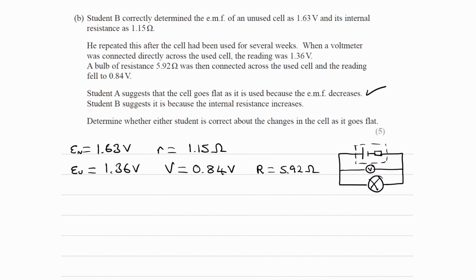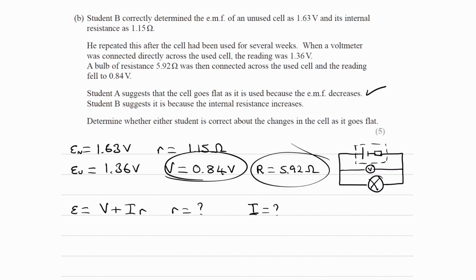So if we think about some of the equations that we have, we could use EMF is equal to terminal PD plus IR, and then work out what our internal resistance would be from that by rearranging that equation. But to do that, we'd have to work out current. And we can work out current from the terminal PD and the external resistance, because the 0.84 volts is the voltage across the external load.